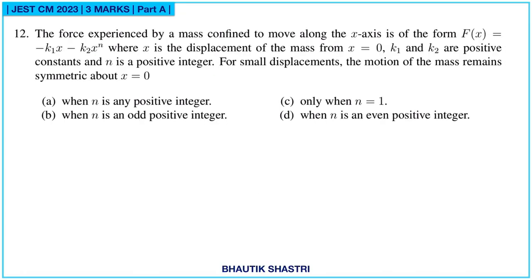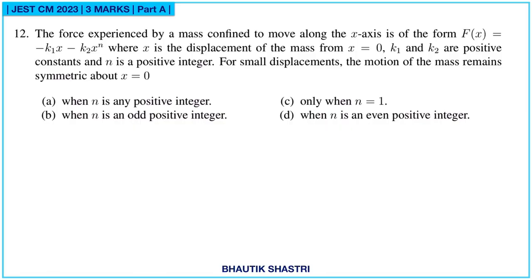Next question. The force experienced by a mass confined to move along the x-axis is of the form f(x), where x is the displacement of the mass from x = 0. K1 and K2 are positive constants and n is a positive integer. For small displacements, the motion of the mass remains symmetric about x = 0.